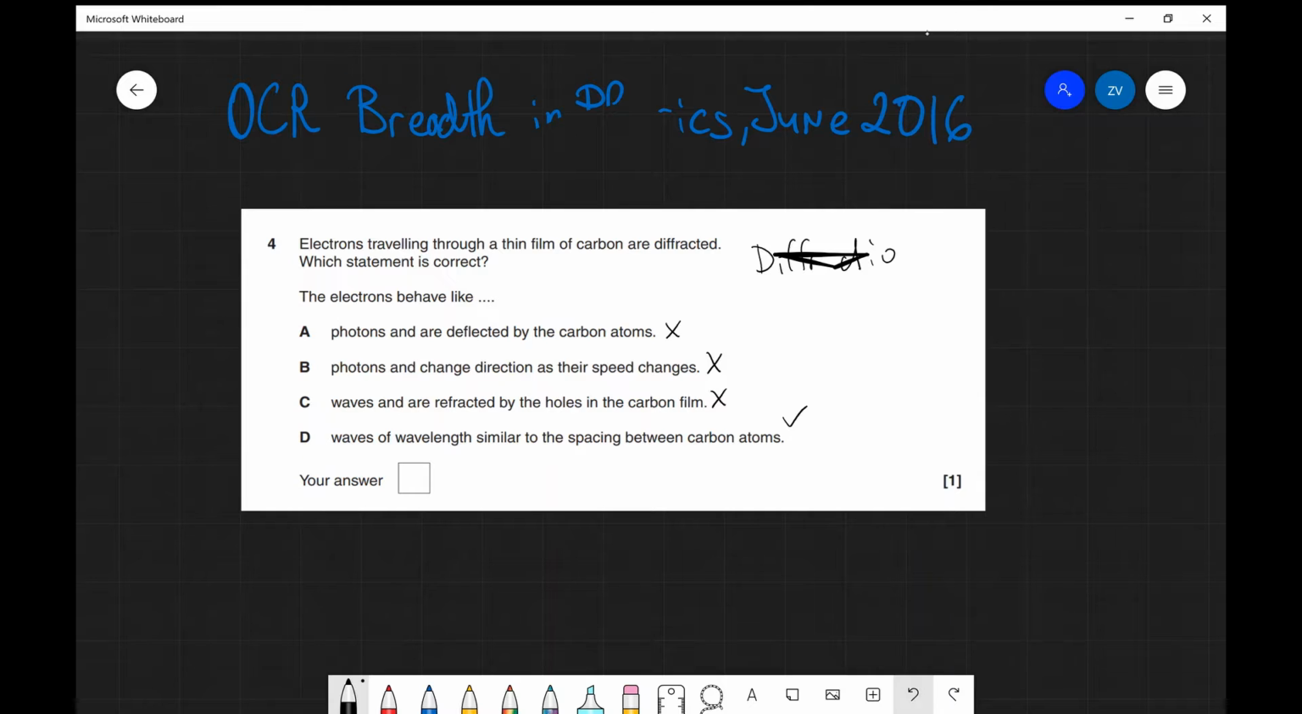Oh, what happened here? Let's try again. So diffraction occurs, and that can only appear when the wavelength is of similar order to the spacings in the diffraction grid. So in this case, the atomic spacing between the carbon atoms has got to be similar to the wavelength. So that means that diffraction will occur. By the wavelength, of course, I mean the de Broglie wavelength.